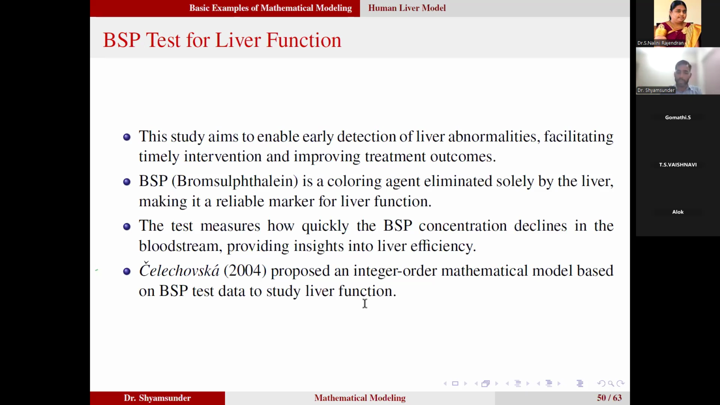It is injected and passes via the liver, and then after some time, at different time periods, we check some tests. The BSP concentration declines in the blood, and we see how much it reduces in that time. If it reduces within, I think, 1 hour and 30 minutes, then the liver is okay. Otherwise, the liver has some problems. This is the BSP test for liver functions.